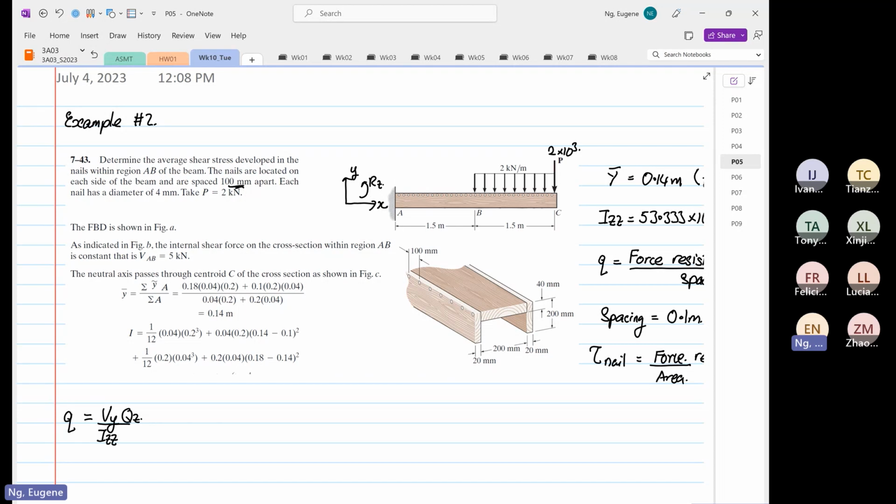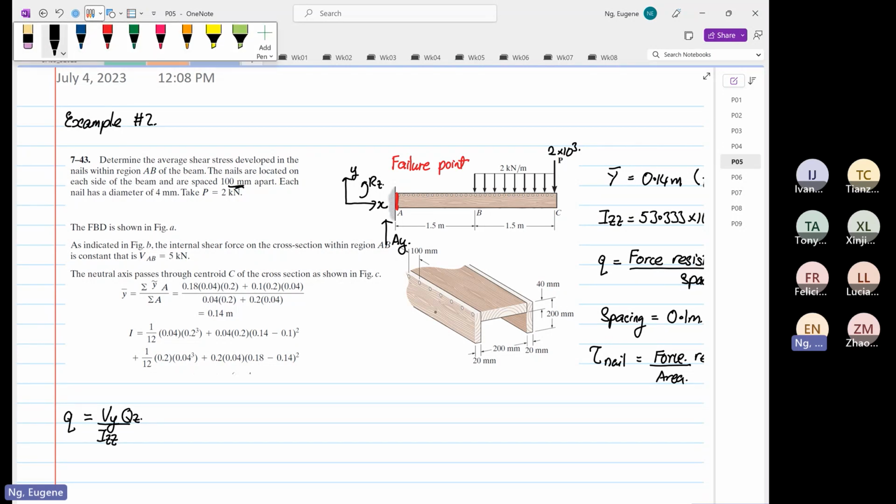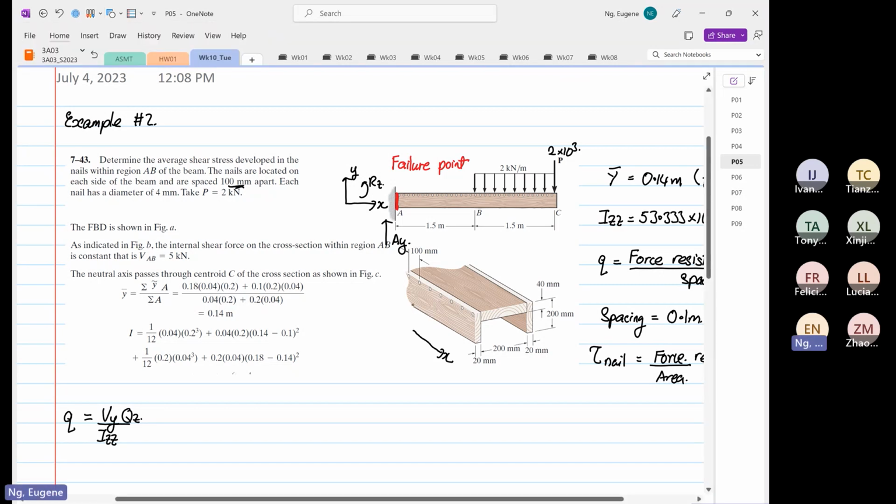If we were to draw the free body diagram, this will be your Ay. And we know in a cantilever beam, this section over here is our failure point. At the cross section, things get really interesting. So now this is my X. This is now our Y.